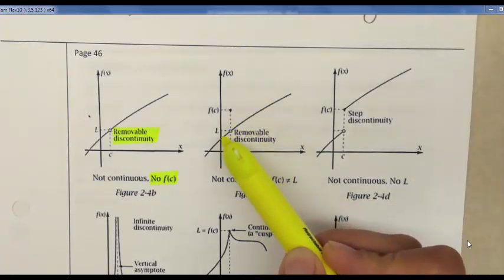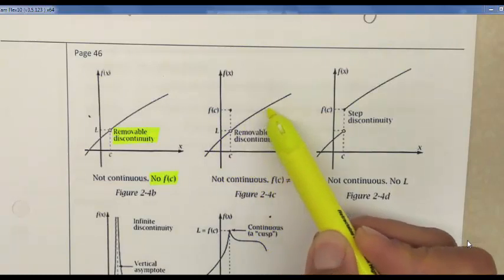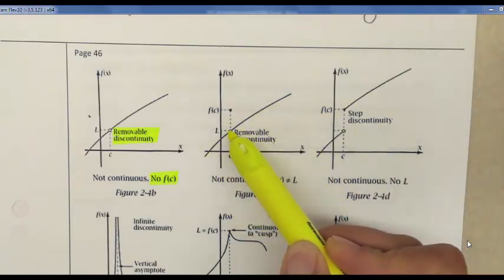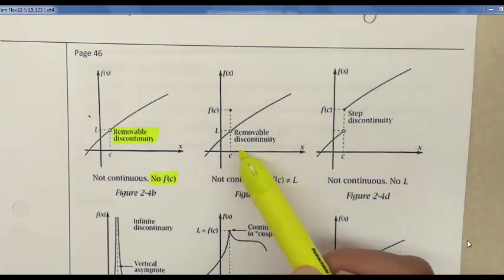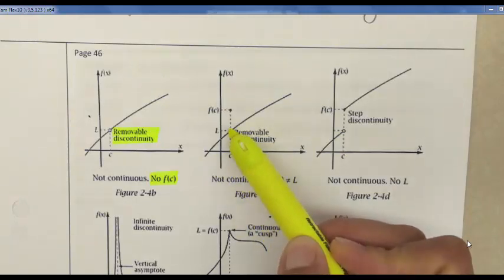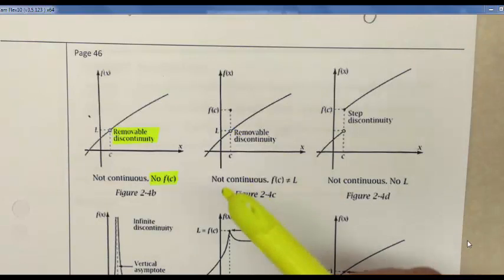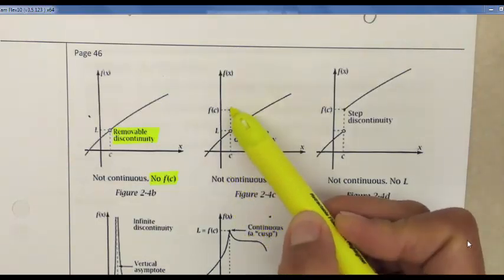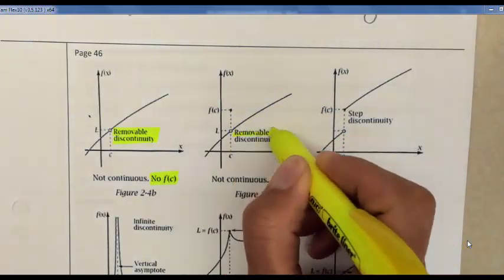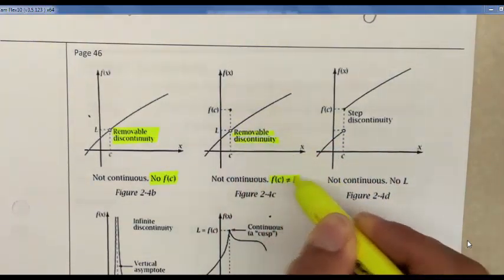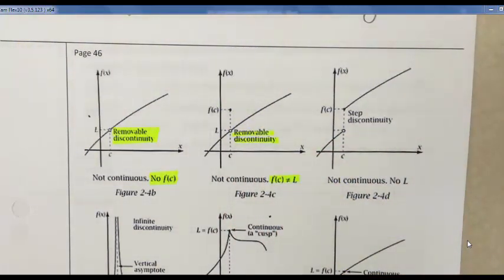You have another type of removable discontinuity where f of C is some value. You still have a hole, like the function itself is not continuous, right? There's a hole in that function, which means the limit as x approaches C from the left and the right is L, but f of C itself is something completely different. So in this removable discontinuity, f of C is not equal to the limit as x approaches C.